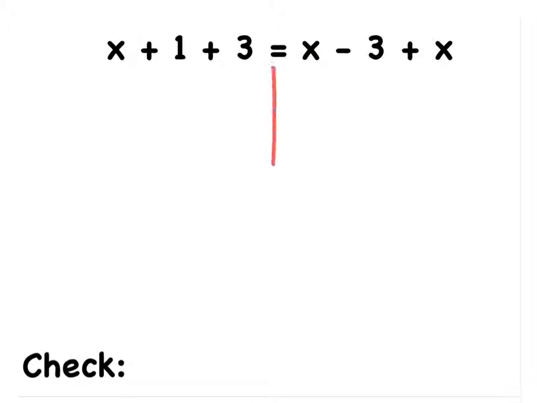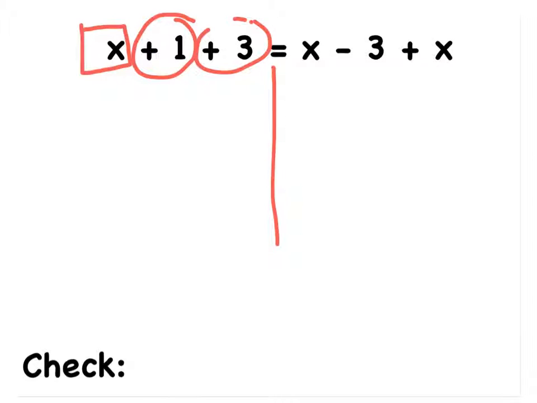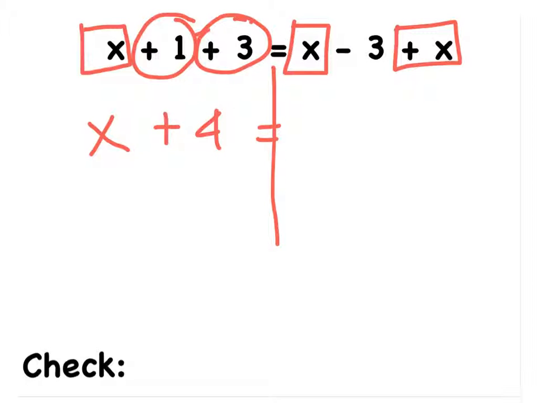Okay, let's try another one. So I want to combine like terms on both sides. I want to simplify my expression. And remember, there's that simplifying expressions video for E5 that can help you with this topic. So I'm going to find all of my x's and all of my constants, and I'm going to combine like terms. So I just have 1x, and 1 plus 3 is 4. On this side, I have x plus x, so that's 2 x's, and then I have minus 3, or negative 3. Now I have x's on both sides and numbers on both sides.